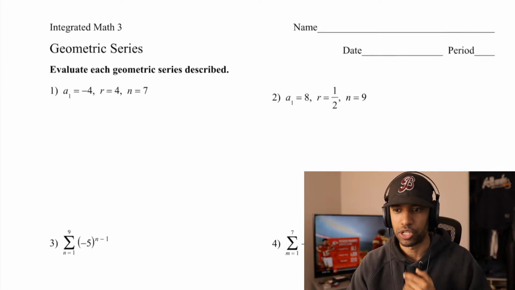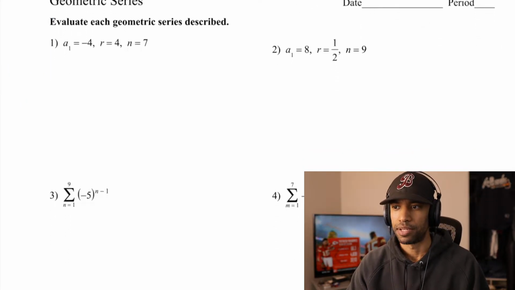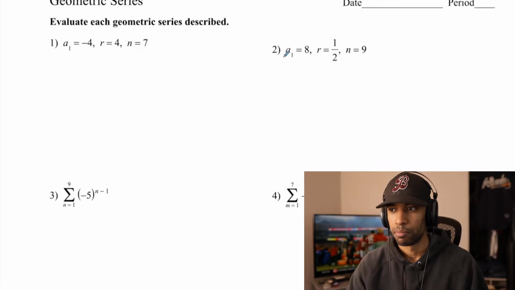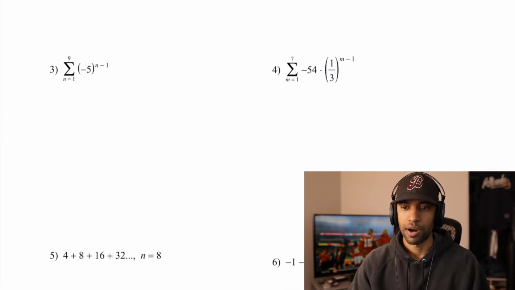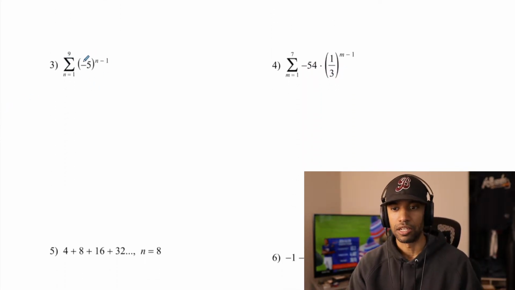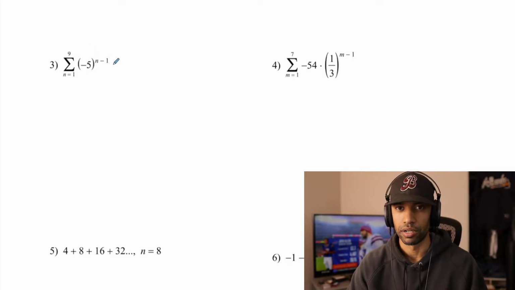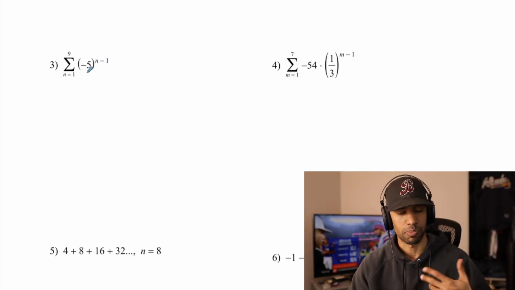Evaluate each geometric series described. Now, the first two problems, what you're going to have are the value of the first term, the common ratio, and the number of terms. Boom, boom. The next problems, you're going to be provided sigma notation, or summation notation. This is assuming you've seen this before. We've done something with this, and I'll explain it again briefly.